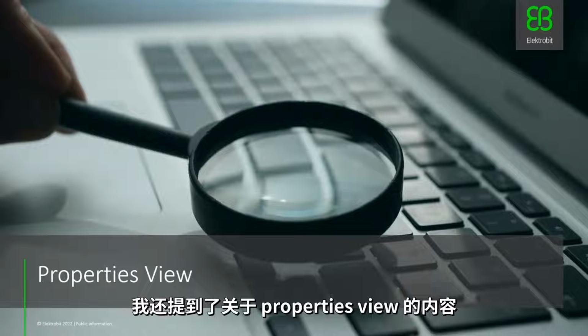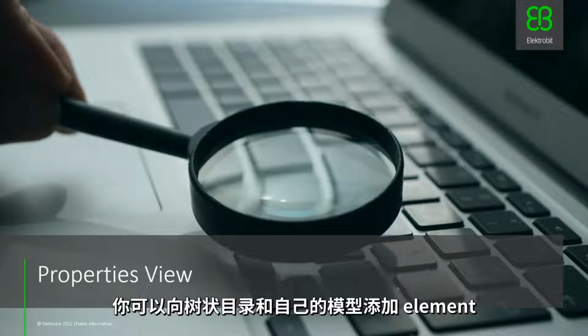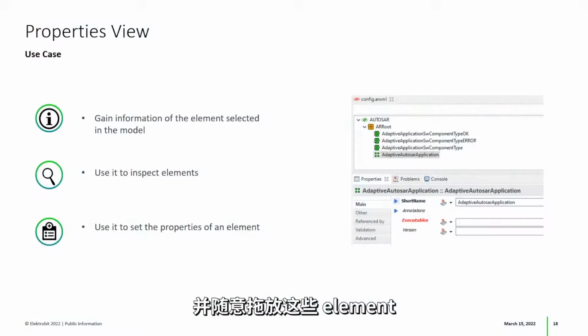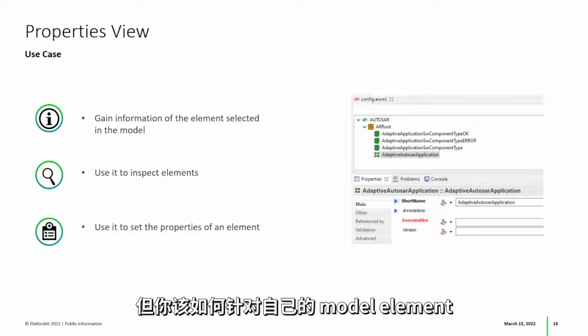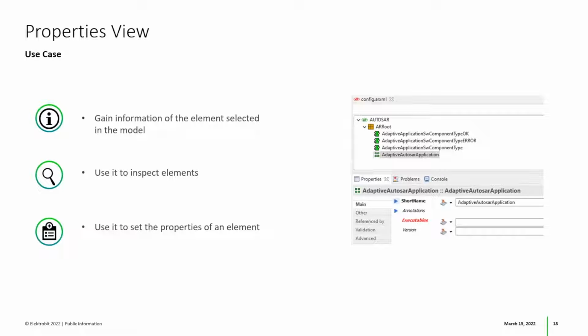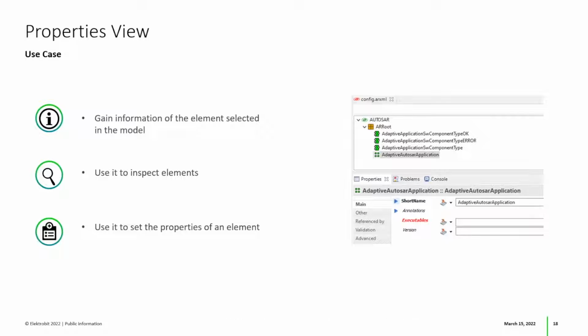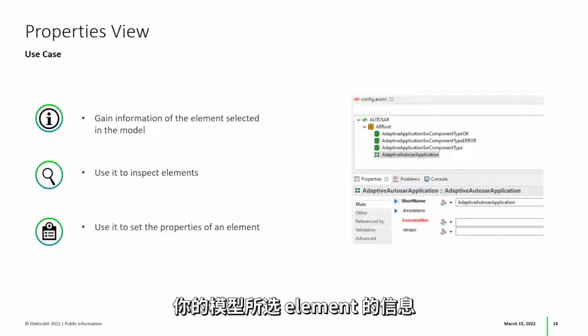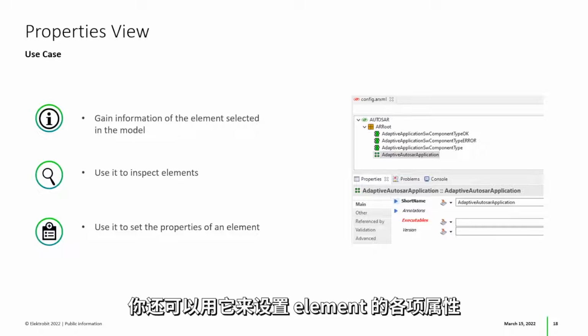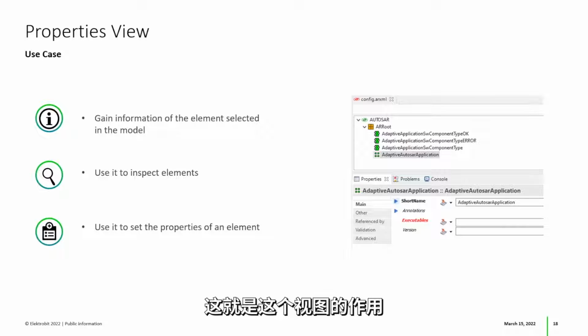Then I mentioned the properties view. So you can now add things to the tree, to your model, and move things around. But how do you set properties on your model elements? And this is what the properties view is for. You use it to gain information on the element that is selected in your model and to inspect elements. And you can use it also to set the properties of an element. And that's the intention of this view.